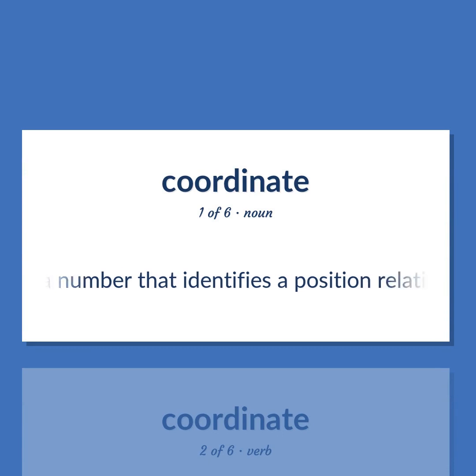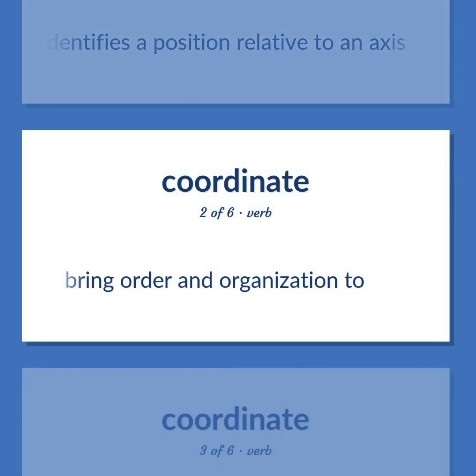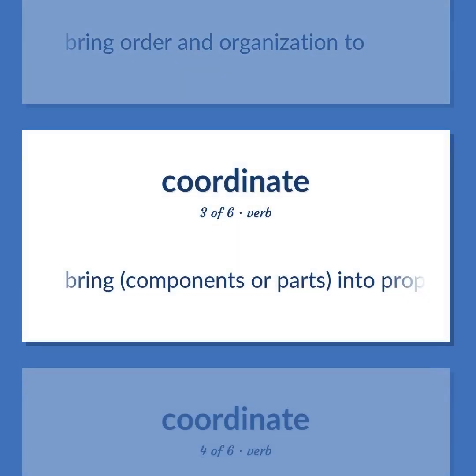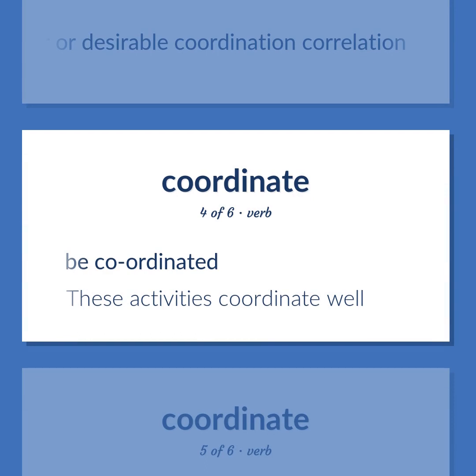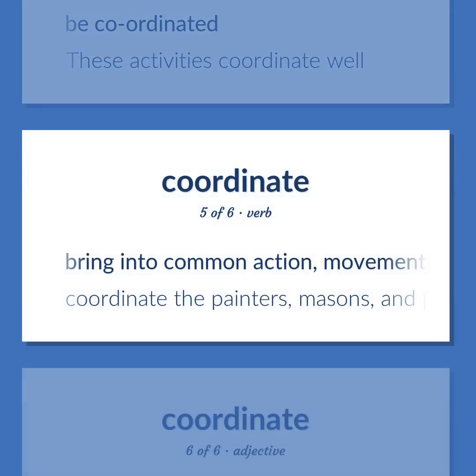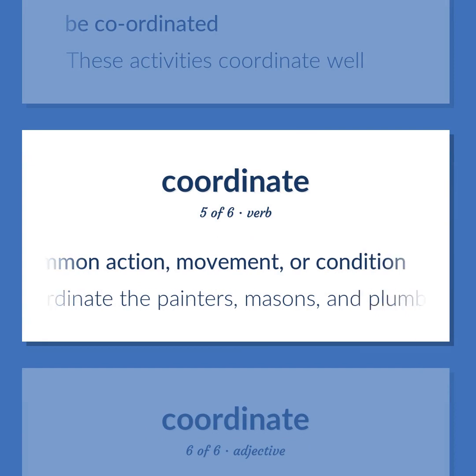A number that identifies a position relative to an axis. Bring order and organization to. Bring components or parts into proper or desirable coordination correlation. Be coordinated. These activities coordinate well. Bring into common action, movement, or condition. Coordinate the painters, masons, and plumbers.